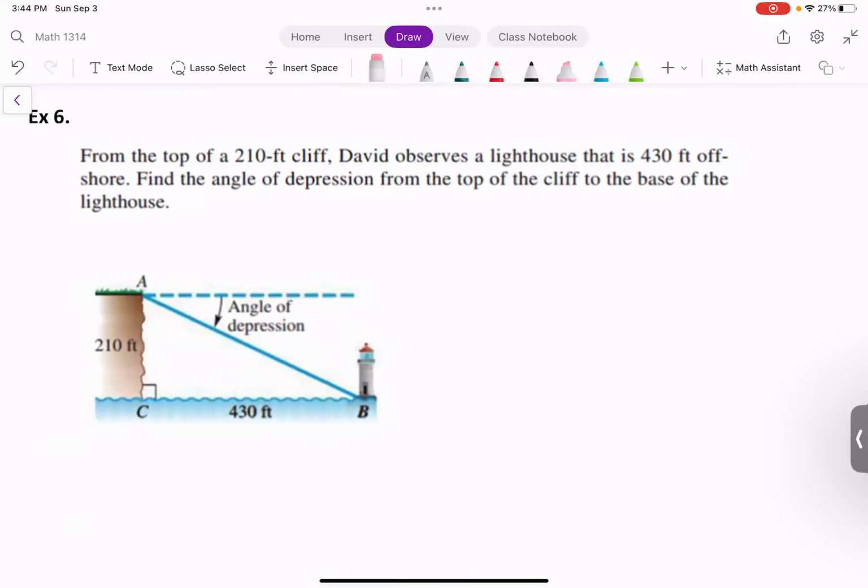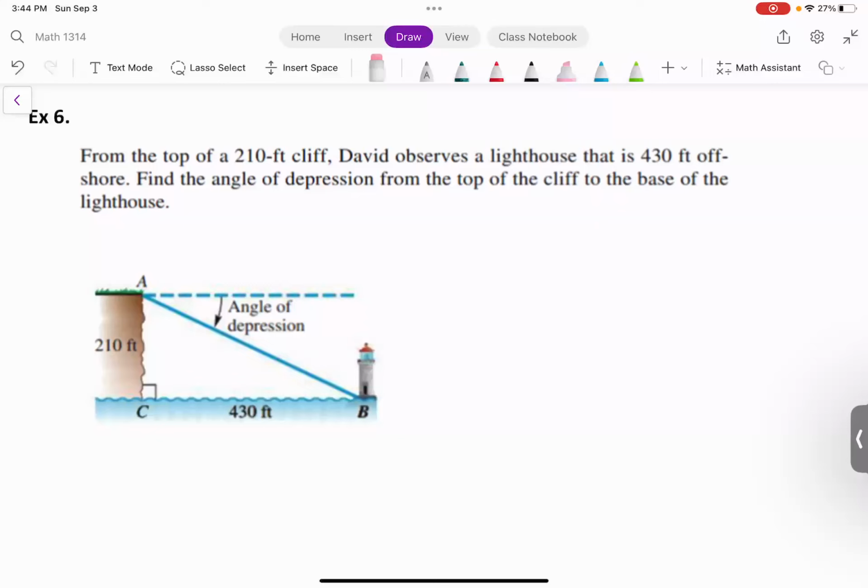So what is the definition of the angle of depression? If I'm standing here, and then I'm looking down at the lighthouse, this angle we call the angle of depression. And how to find the angle of depression? I have no way to find it directly because I cannot form a right triangle.